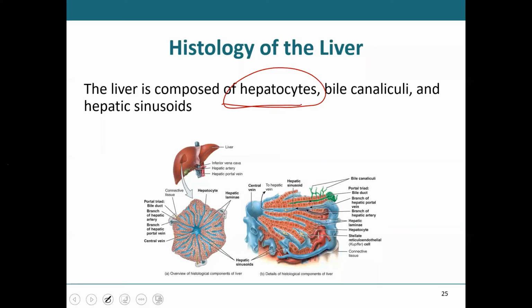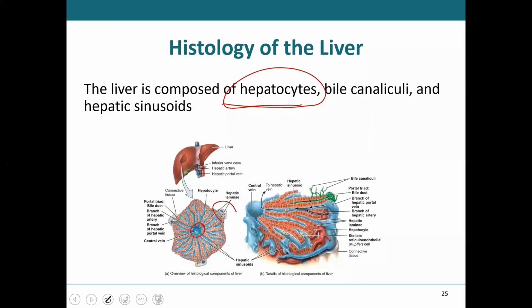And then in between those rows of hepatocytes, there are blood sinusoids, which we've already seen, but there are also bile canaliculi, which we have not talked about. So bile canaliculi are basically the same type of structure as a sinusoid, but instead of carrying blood, they carry bile. So if you look at this picture over here on the right, or on the bottom, remember you had your central vein in the center.